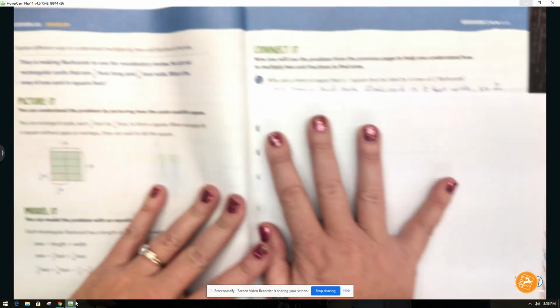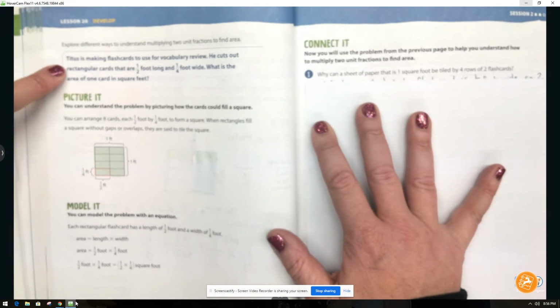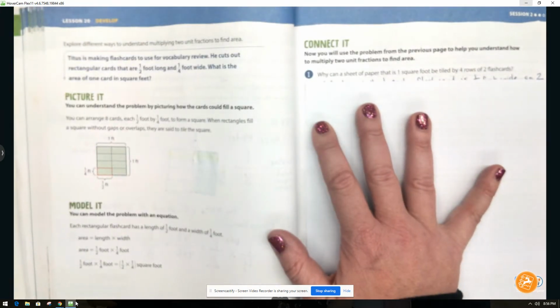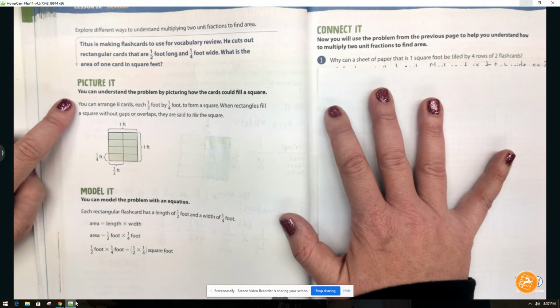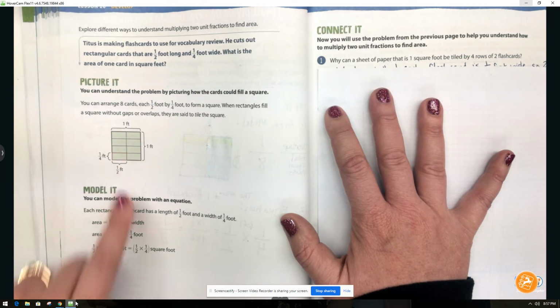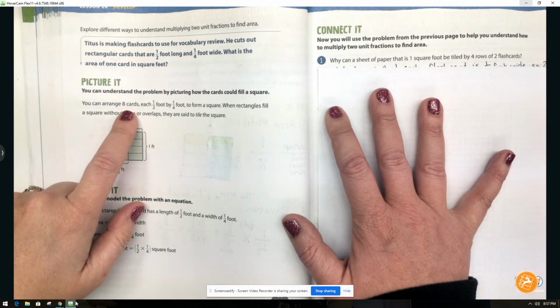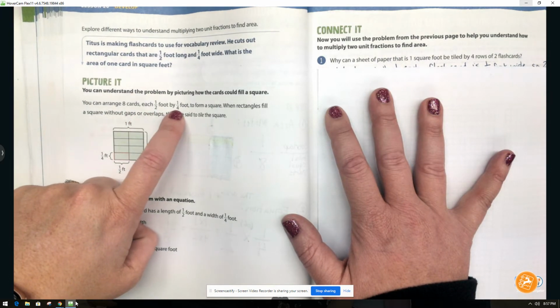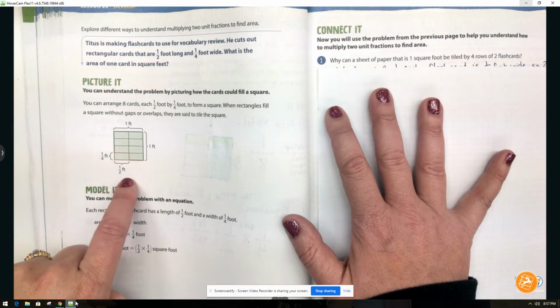All right. Now, we're going to go ahead and look, it says here. This is the same problem that we just talked about. When we look at the picture, it says you can understand the problem by picturing how the cards could fill a square, which, oh, does this look familiar? Very familiar. You can arrange 8 cards, each 1/2 of a foot by 1/4 of a foot to form a square. So we've got our 1/2.